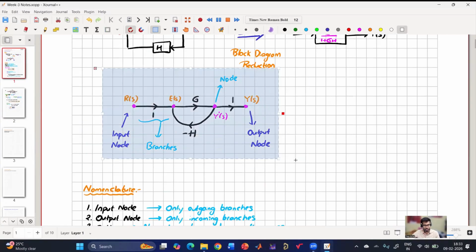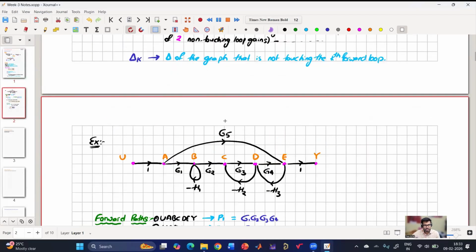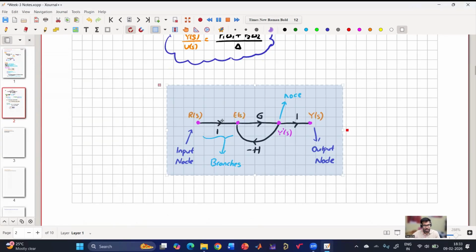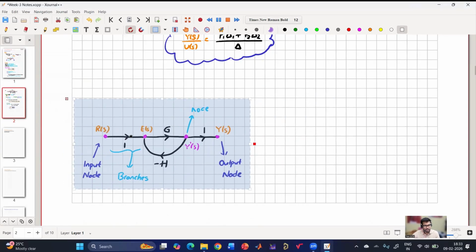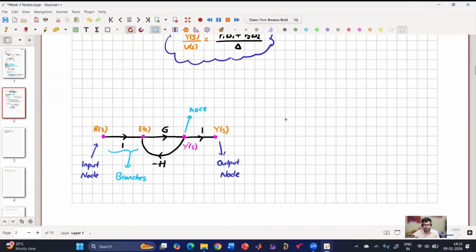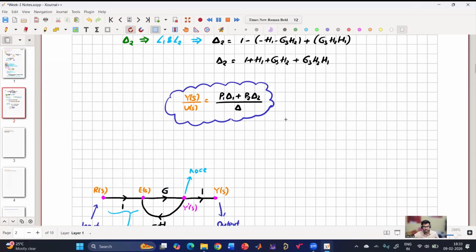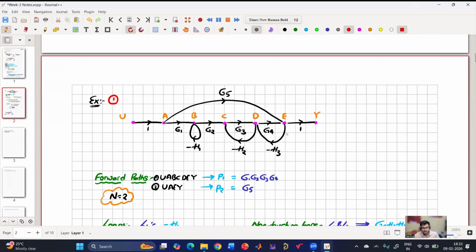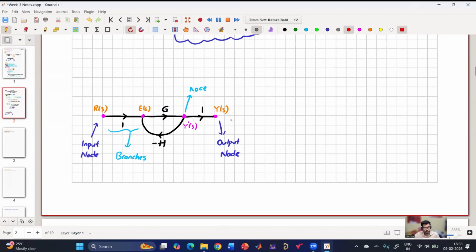Similarly, we can do this for this problem also, which is again simpler. We can take this problem and calculate. This is example 1, and this is example 2. How many forward paths are there? Only one. One forward path, right? So what is the path gain?